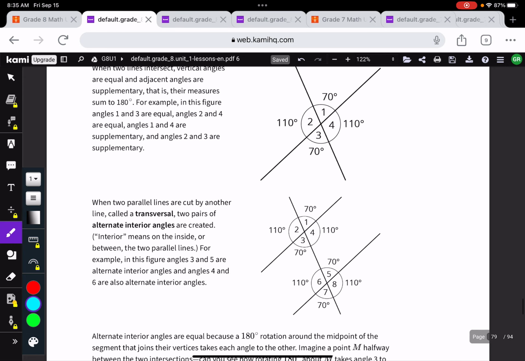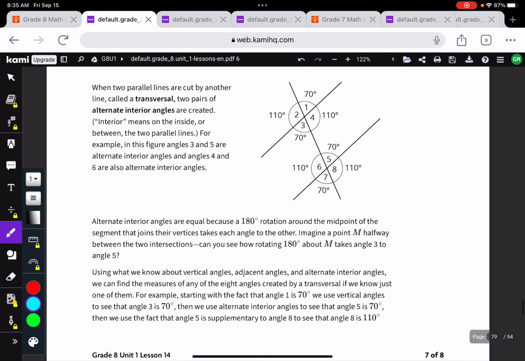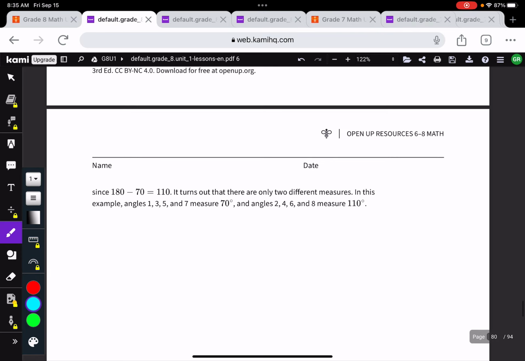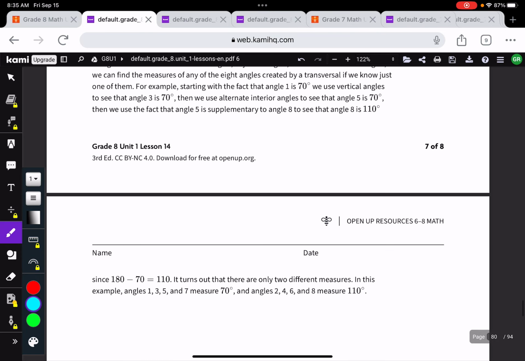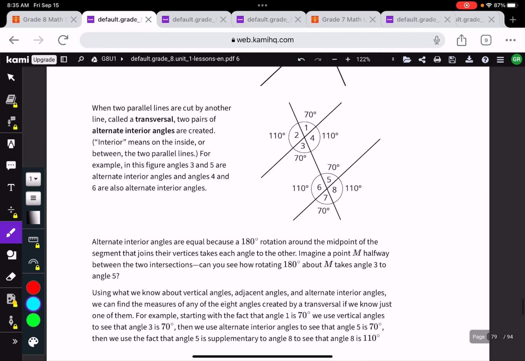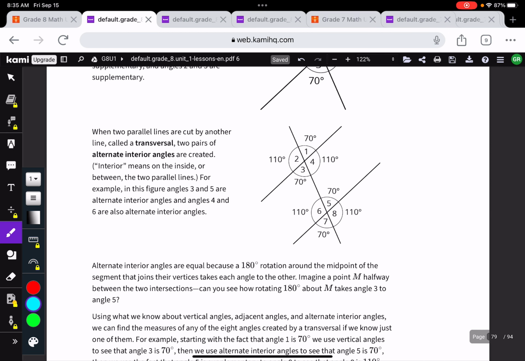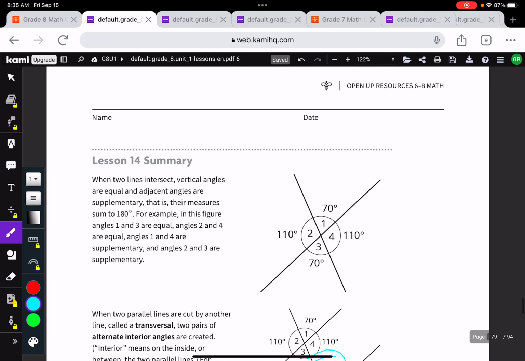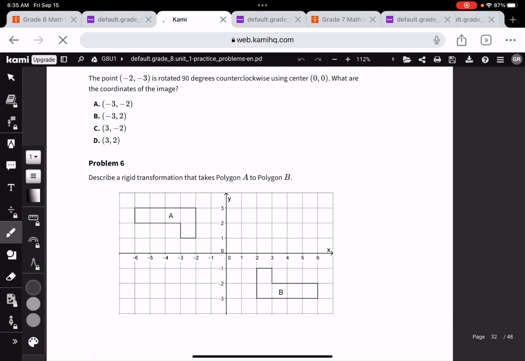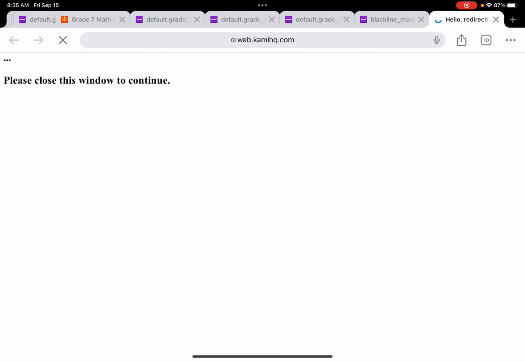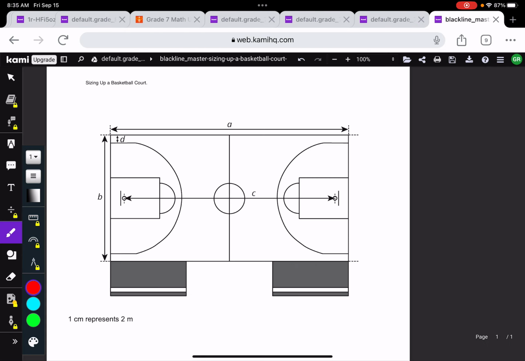And when you're done, here's just a quick summary that explains everything we just did. Notice they're doing 180 degrees, subtracting some angles to get the missing angle. Just like that right there. And that's about it, guys. Lesson 14.